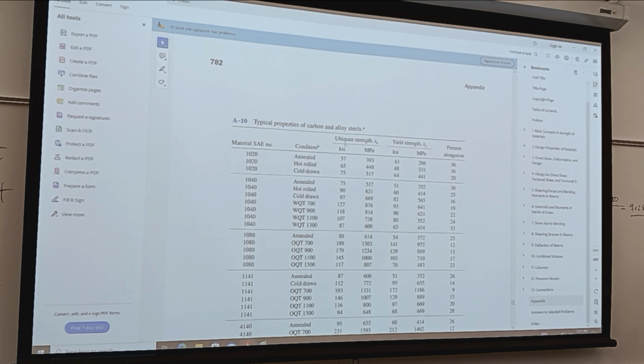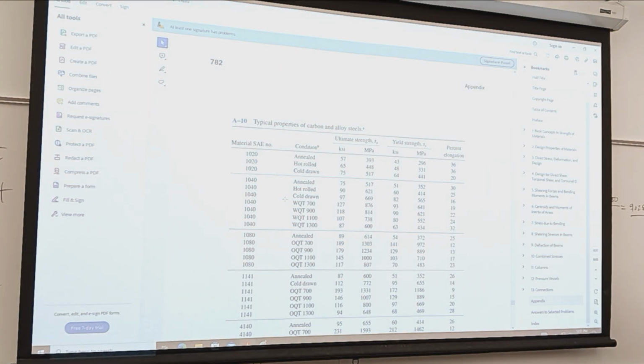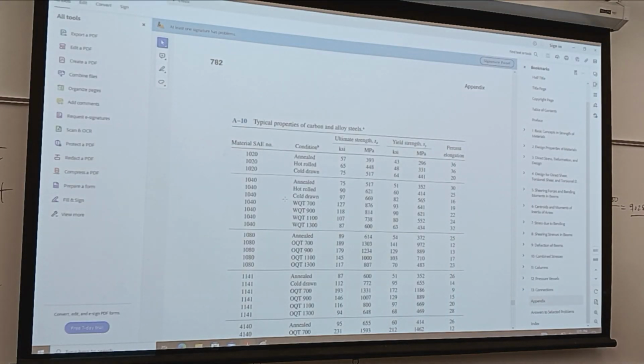Typical properties of carbon and alloy steels. So carbon steel is for machine parts. For structure, you use what is called structural steel. That's the type of steel that you can find as tubing, structural tubing, I-beams, channels and hollow structural steels available. This comes as bars that you can turn and cut and weld on.